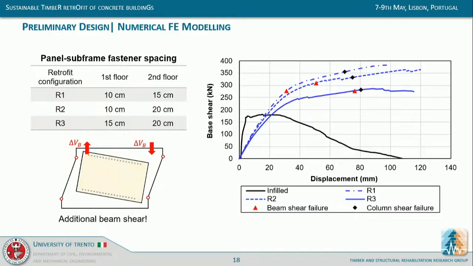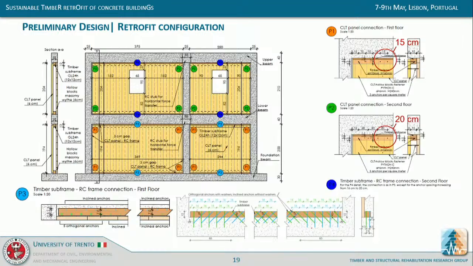As you can see here, the optimal one is this one, which is not the one that provided the highest lateral capacity, but is the one where we can go further without incurring brittle failure, like the beam shear failure. And so the final design choice was this one, with 15 centimeters at the ground floor and 20 centimeters at the top floor. So these are the actual final details for the retrofit of the specimen, as you can see here.